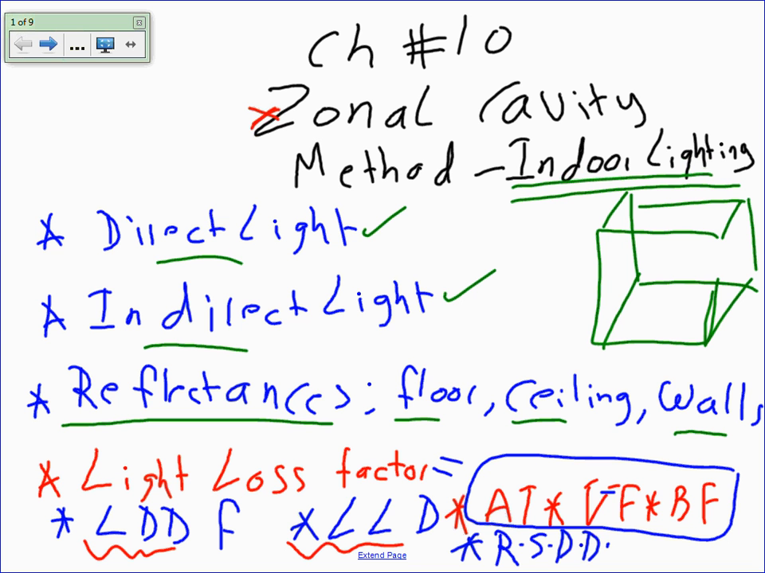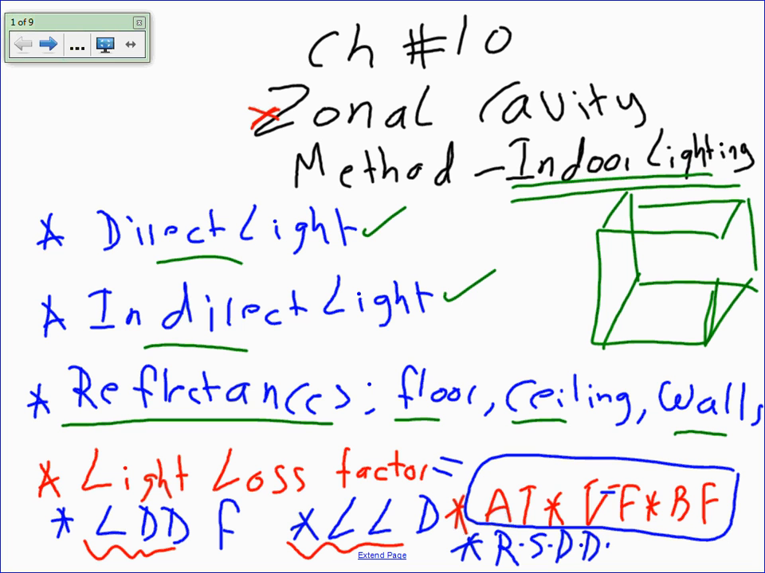Room surface dirt depreciation, how dirty the room is. Not a fixture this time. Remember, the fixture has its own dirt depreciation factor. Now the room, how dirty the walls are, the ceiling and the floor, because if it's dirty, it's not going to reflect that much light. And then lamp lumen depreciation factor, that comes with the lumen, because day one, the lumen, 3,000 lumens. A year from now, you're not going to get 3,000 lumens. It just ages, and it's not going to give you that lumen.